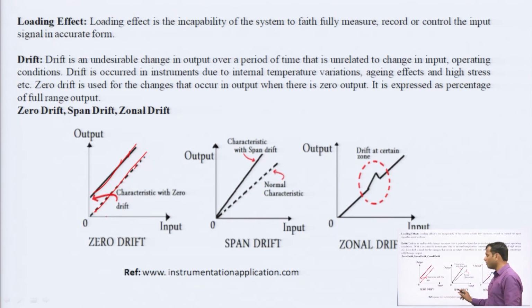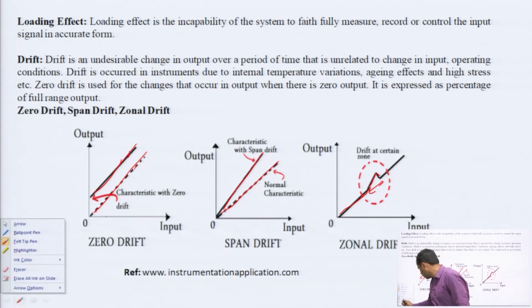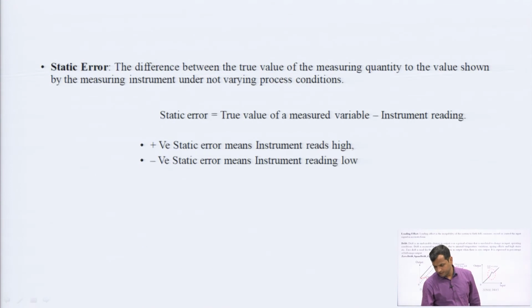And when we talk about the span drift, what is span drift? When there is an angle between the input and the output, but the output does not follow the input, this is known as the span drift. And what is zonal drift? In the zonal drift, we have a change in a certain part of the output. This type of drift is known as the zonal drift. So, this is all about the drift.